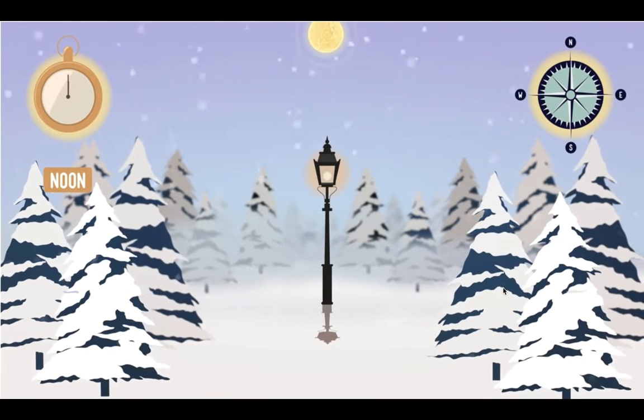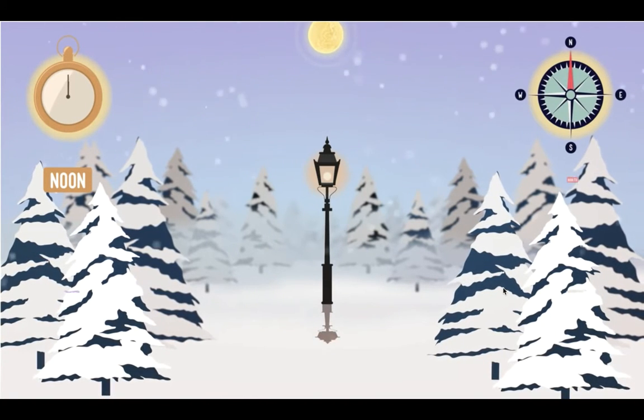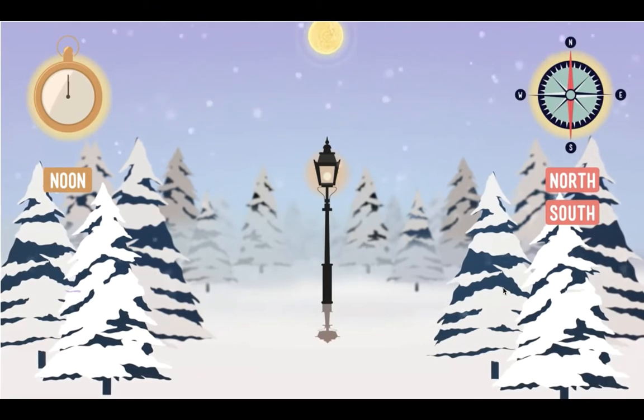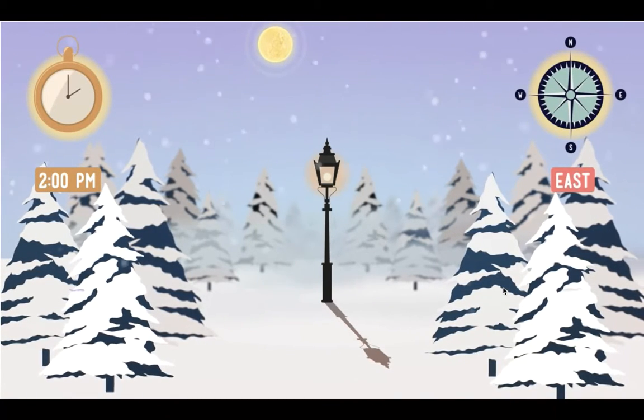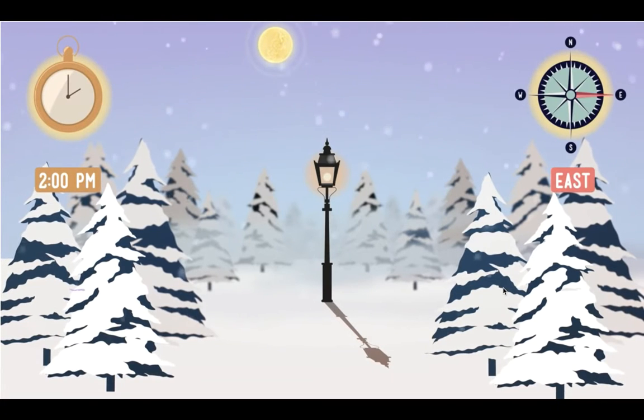Depending on where on Earth an object is, its shadow will usually point north or south at noon rather than east or west. Let's see what happens to the shadow in the afternoon, jumping to 2 p.m. Looks like the shadows are getting a little bit longer again now that the sun's going lower in the sky. But unlike in the morning, the shadow is now pointing east.